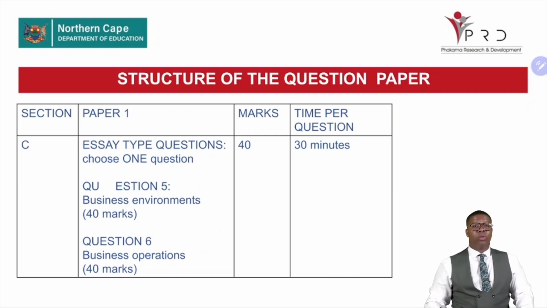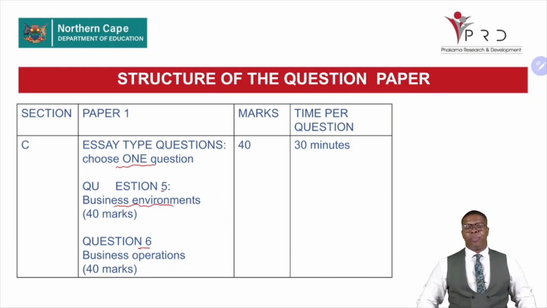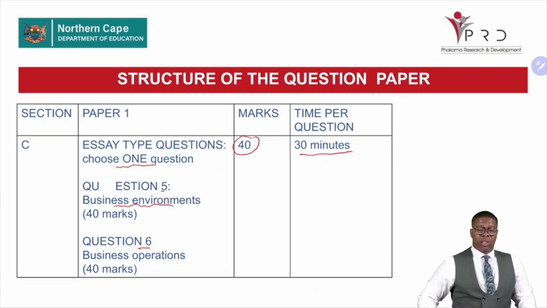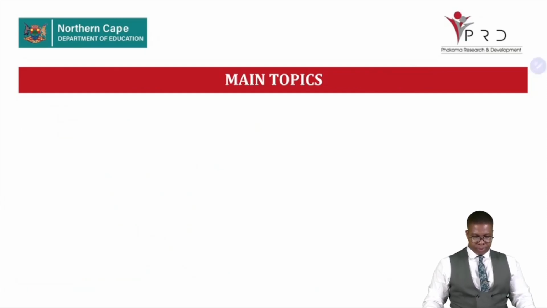With section C here, we are looking into an essay type question whereby the instruction will be choose 1 question. And then you have question 5 and question 6. With question 5 and question 6, you choose 1 essay. The essay in question 5 will be focusing on business environment. This can either be your legislation. One of the legislations can be assessed as an essay, or it can be business strategies. But when you look into question 6, the essay can either be human resources or quality of performance. And the mark allocation there is 40, and the time you should spend in your section C is 30 minutes.